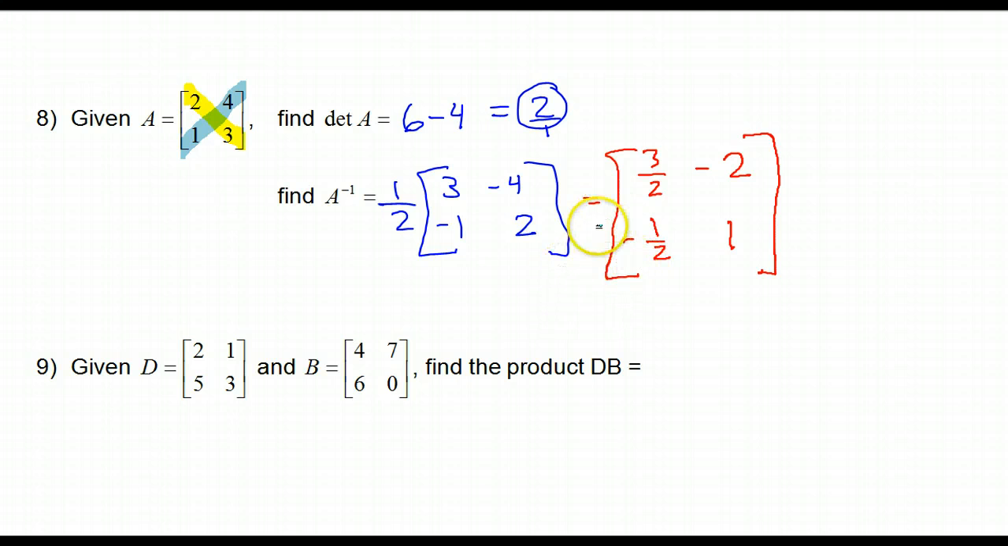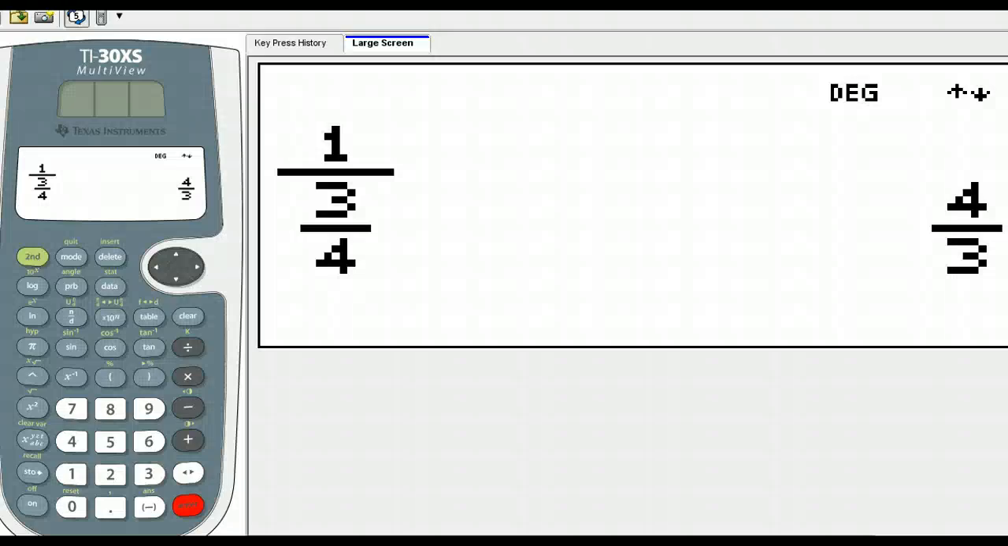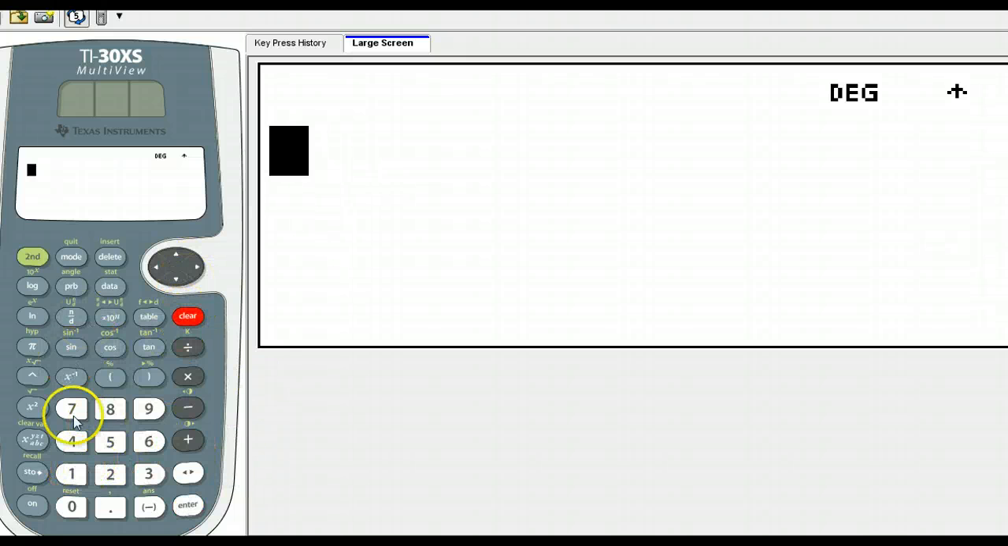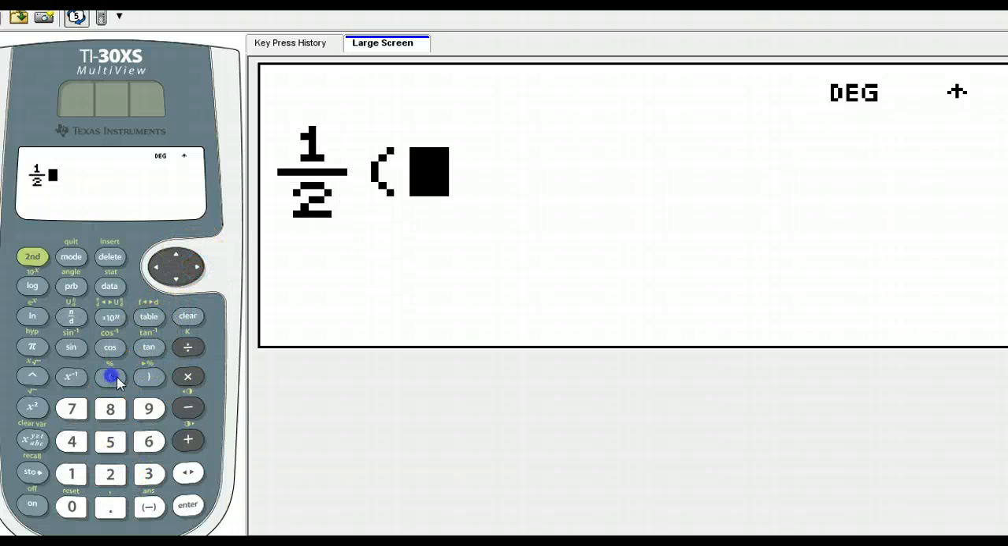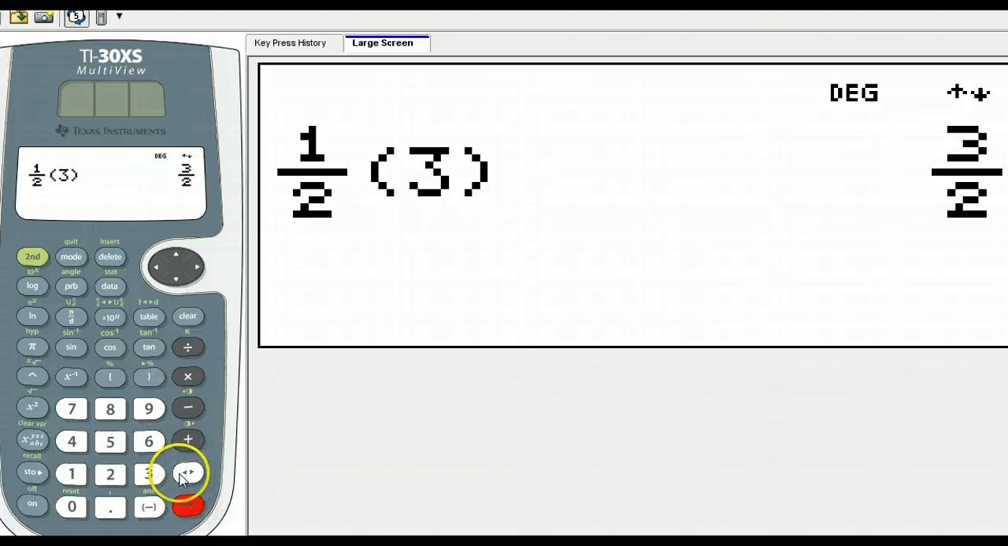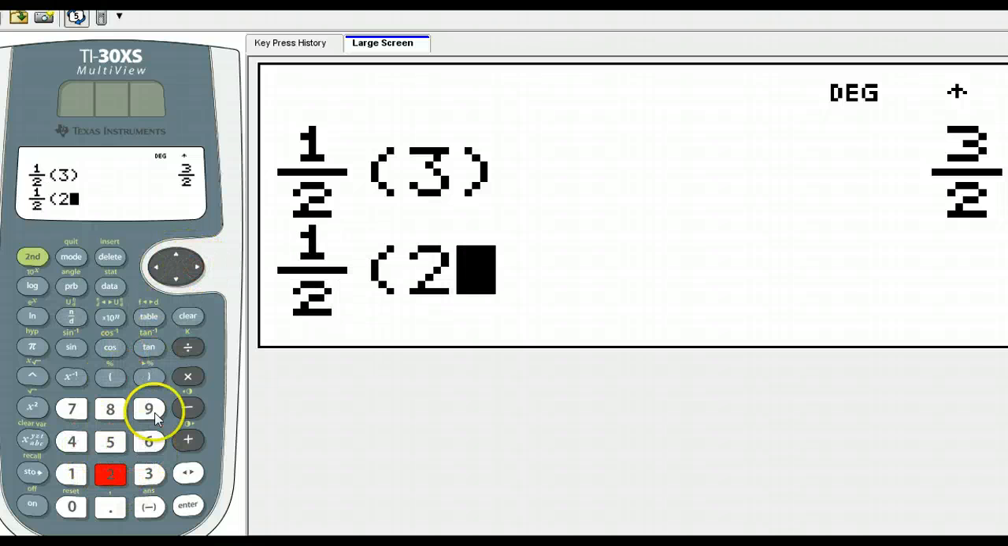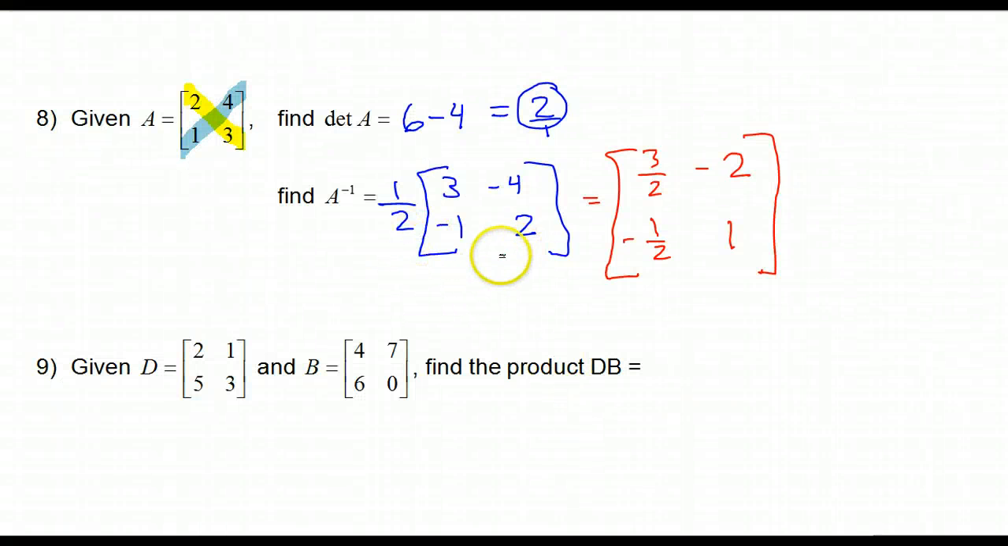Okay, if you had any trouble with any of those multiplications, you could always use a calculator. Am I right? For example, if you needed to, I'm hoping you don't, but if you do, you can always do half of 3 and see that that gives you 3 over 2, or half of 2 is 1. Okay, so if you need it, there you go. Anyway, that's the answer for number 8. Let's move on.